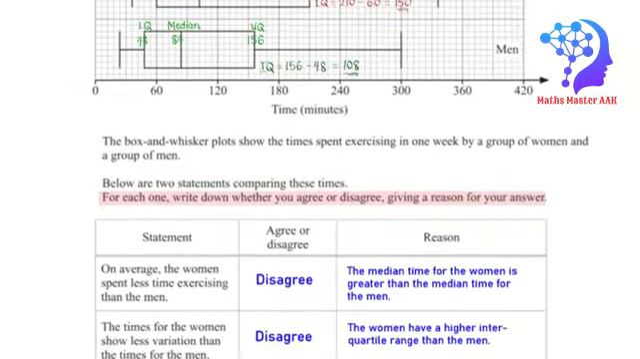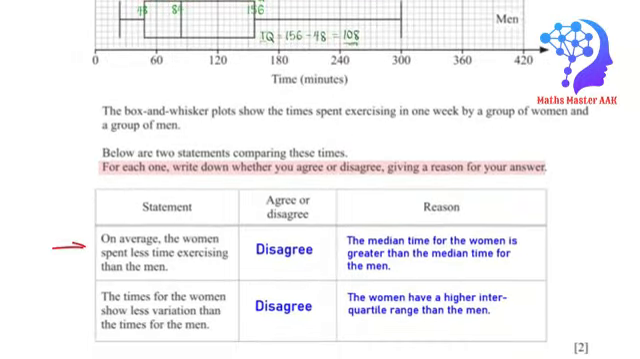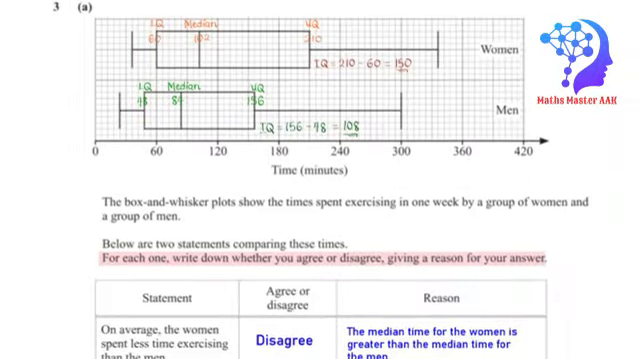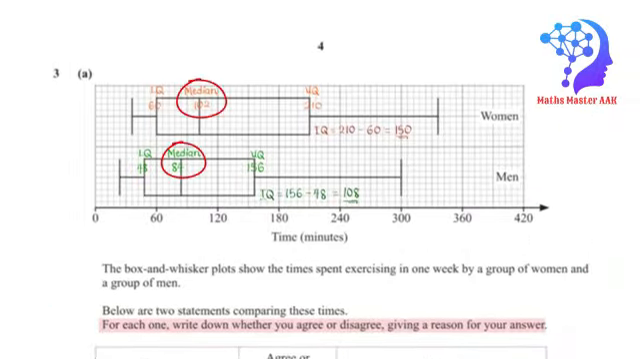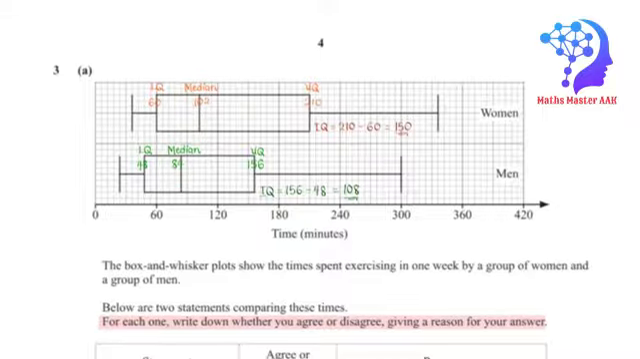For the first statement, we have, on average, the women spent less time exercising than the men. I disagree with this statement because the median time for the women is greater than the median time for the men.